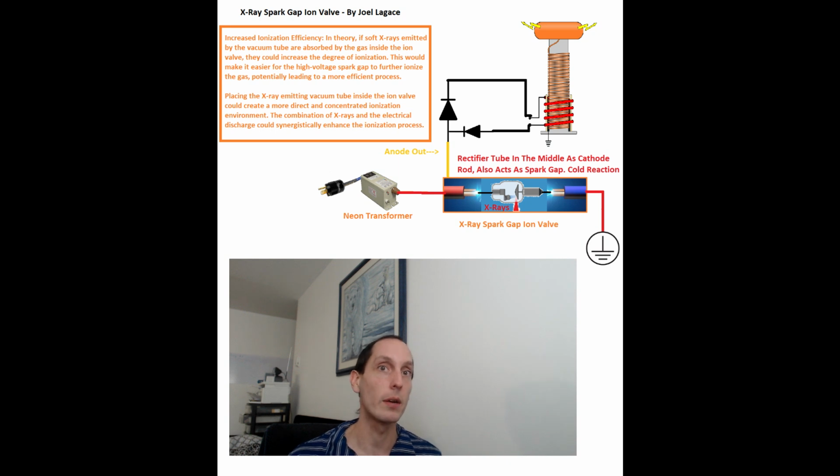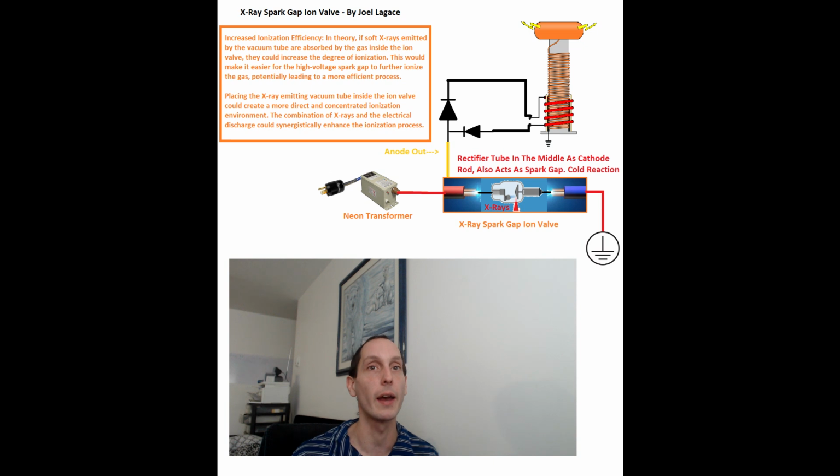But I figured out that you can enhance it if you put an X-ray tube in the middle of the ion valve. It acts as an additional source for X-rays. You could use a regular rectifier tube for this, a vacuum tube, and it also gives you your spark gap, which is important for Tesla coil-like devices where we just want to use nature to tune our system to a resonant point.